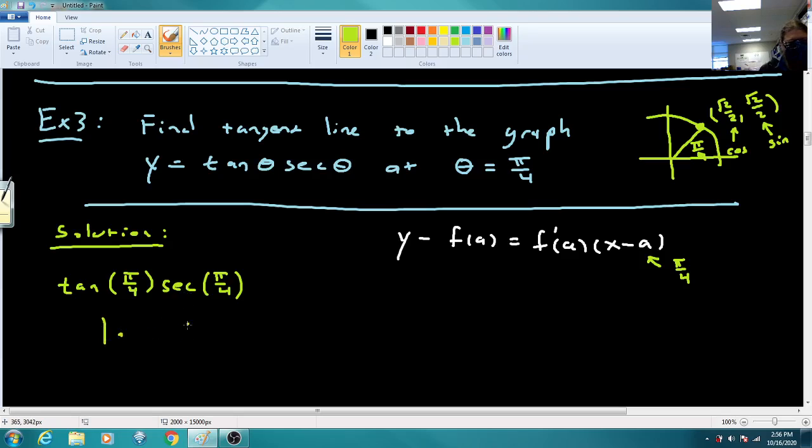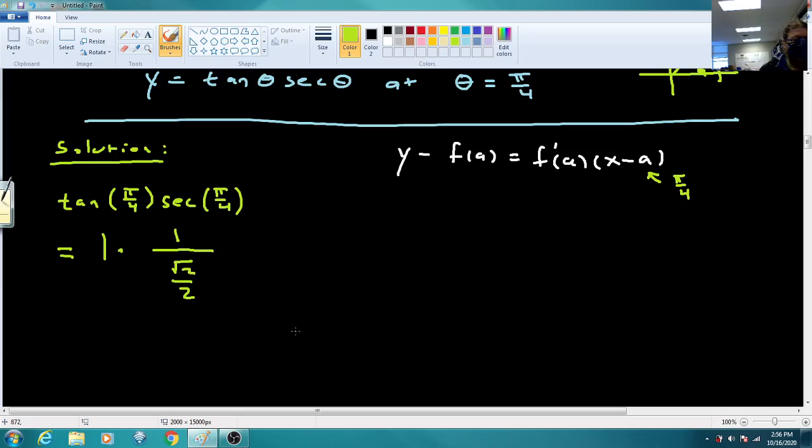Now secant is 1 over cosine, so secant of pi over 4 is 1 over cosine of pi over 4, which is 1 over square root of 2 over 2. So then what we've got to do is simplify this. Multiplying by 1 doesn't really do anything. I'm going to do keep, change, flip for this second complicated division. So we get 1 over 1, change it to a multiplication and flip the bottom part to 2 over square root of 2. We get 2 over square root of 2 for our answer, which means f of a, where a is pi over 4, is 2 over square root of 2. Okay, so we got that part.